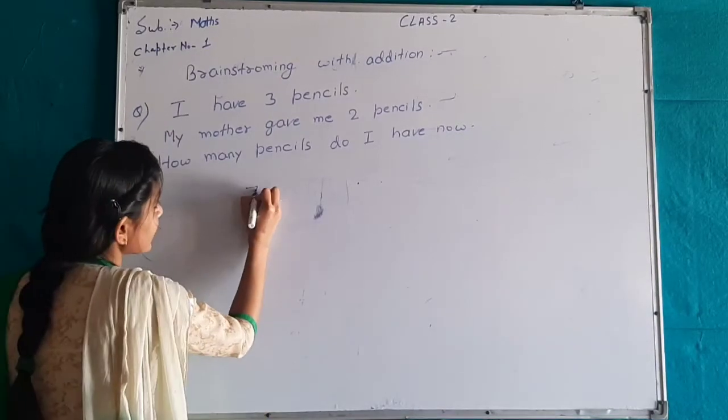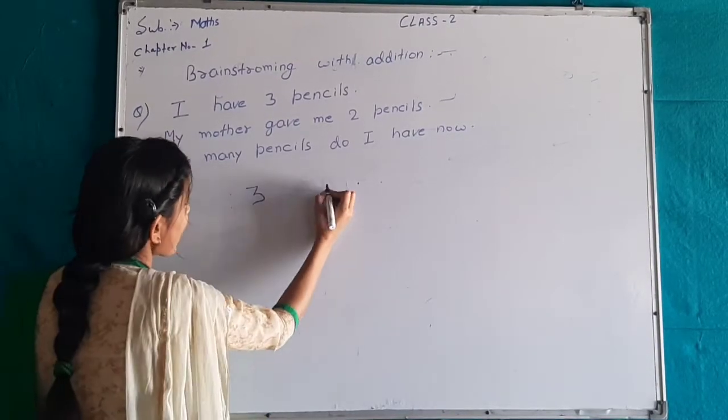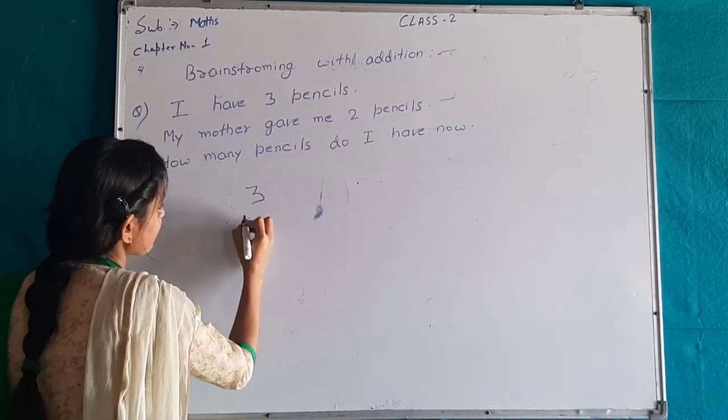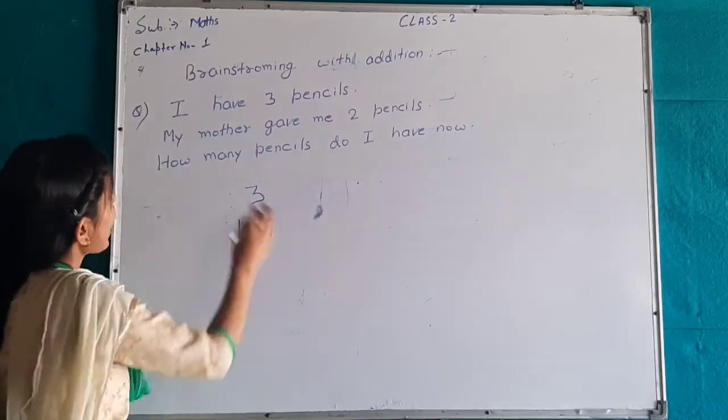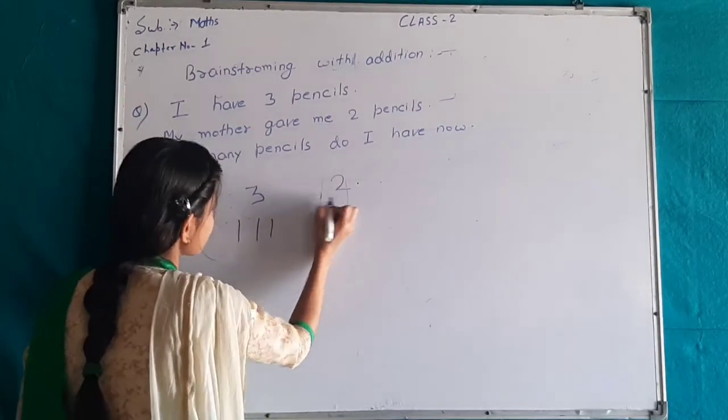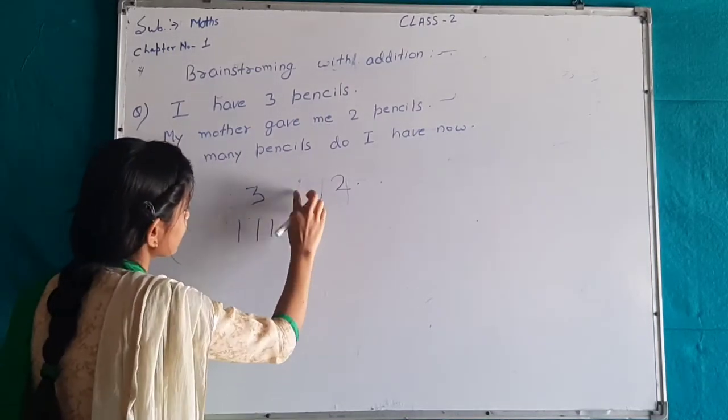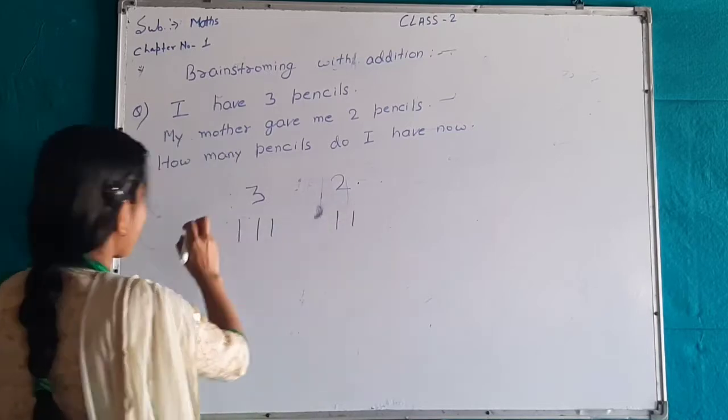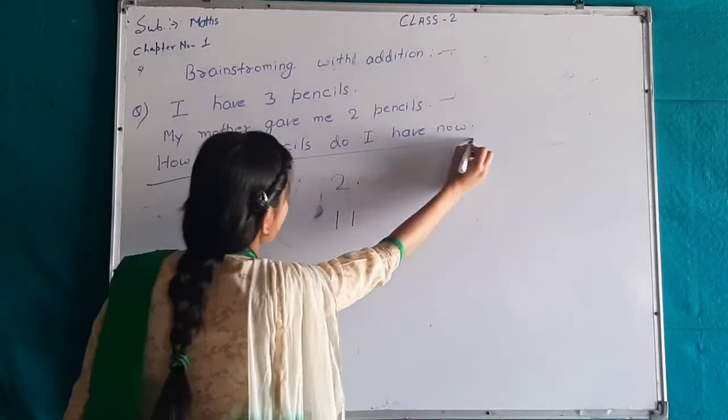I have 3 pencils, means we can draw 3 lines. And my mother gave me 2 pencils. We can draw 2 lines. Here is our question. How many pencils do I have now?